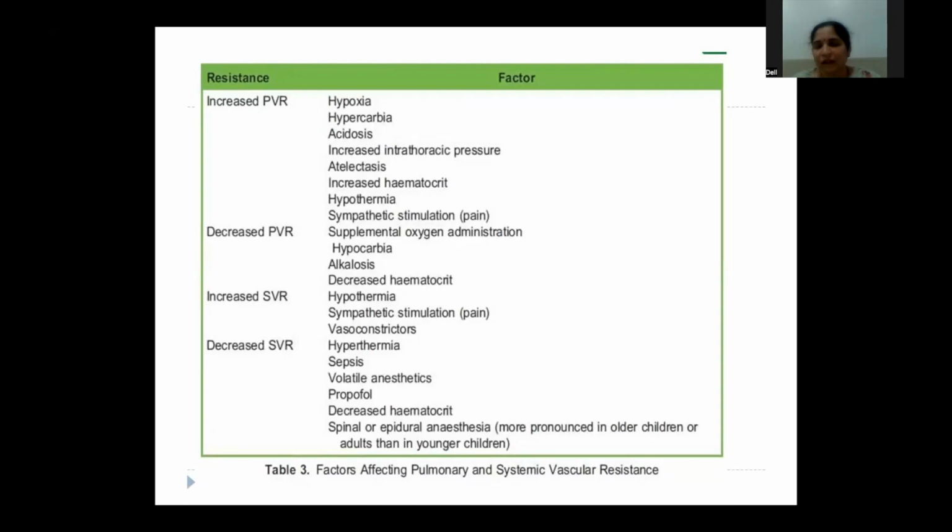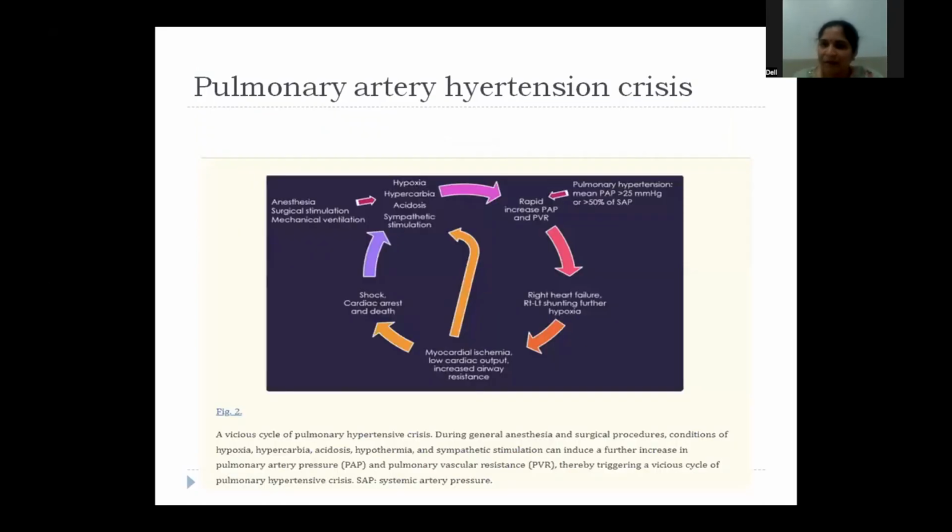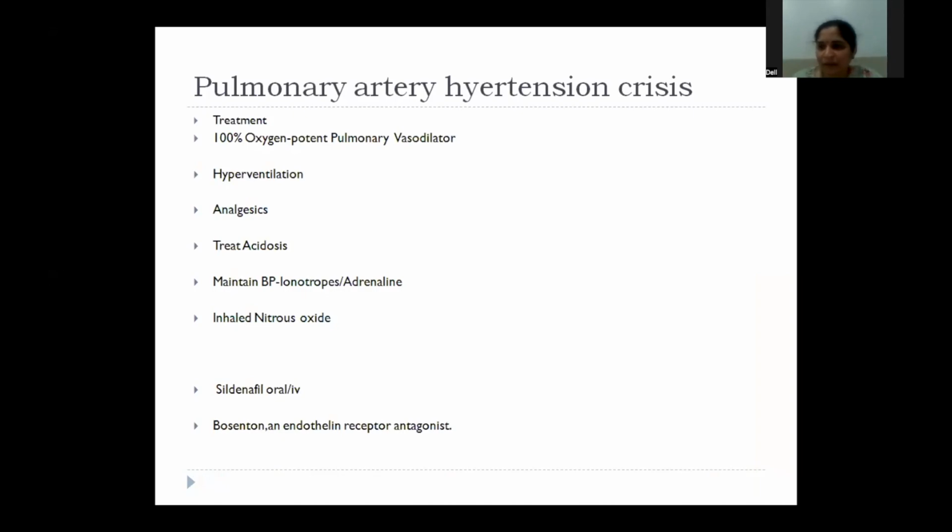This is a list of the factors which affect PVR and SVR, which decrease the PVR. Pulmonary artery hypertension crisis, as I told previously, is the fourth condition with red flag. We don't want our patient to go into a pulmonary arterial hypertension crisis, because with hypoxia, hypercarbia, or acidosis, there is a sudden increase in the PVR. So right heart failure, again hypotension, myocardial depression, again decreased blood flow, and the vicious cycle goes on and on. So how to treat the pulmonary artery hypertension crisis?